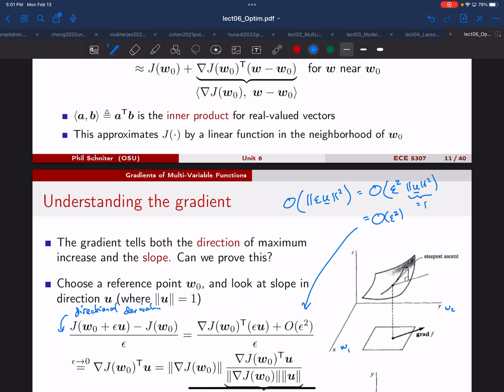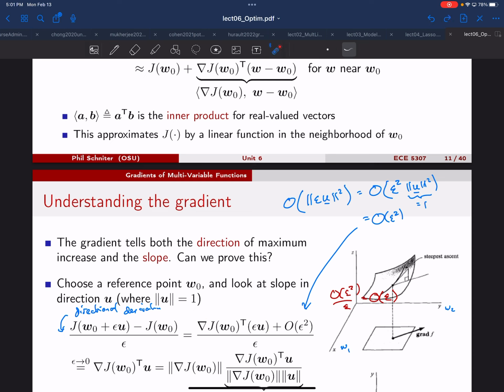So this is going to be order of epsilon squared divided by epsilon, which is just going to be order epsilon. Okay, so that's basically something that grows at most linearly when epsilon is close to 0. But there's one other thing I'm doing. So yeah, this is going to give me this term here.